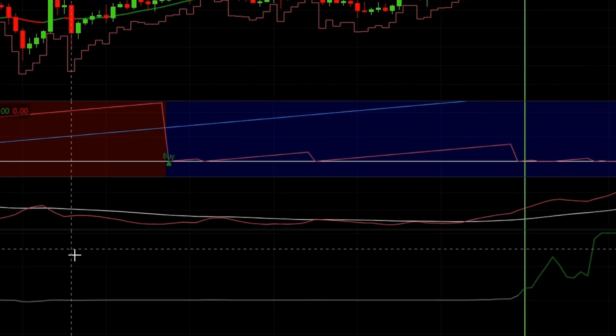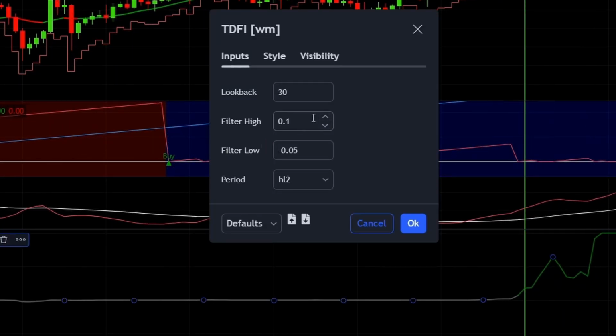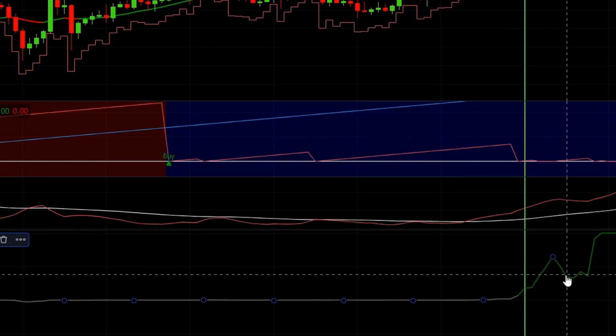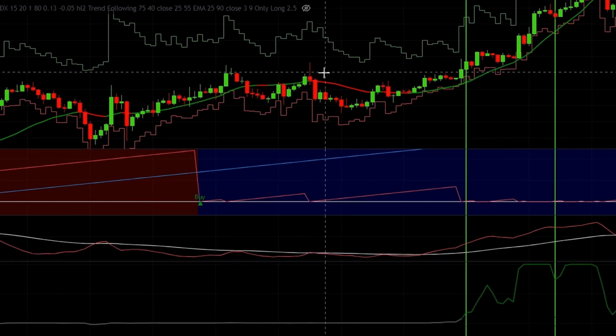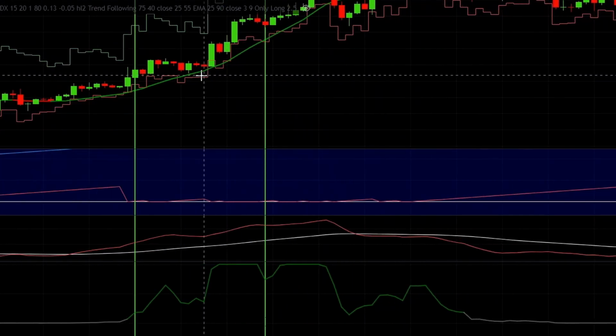And the final rule is that the TDFI needs to be green. On the TDFI we set up a 0.1 limit level and the line will be colored green whenever it's above that 0.1 limit level. So where is the first valid long entry? Here it is. Let's zoom in a bit.